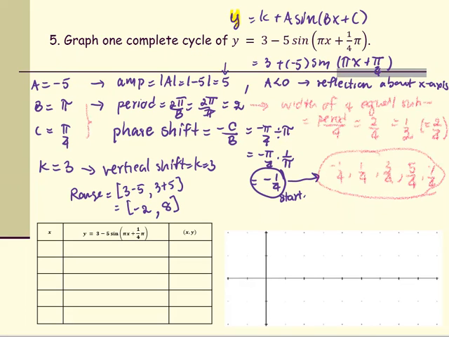For the list of the values of x from what we obtained here, we put in negative 1 over 4, 1 over 4, and the next is 3 over 4, 5 over 4, and 7 over 4. The second column is 3 minus the value of the sine, and for the sine values, we just use the list of the 5 key values based on the unit circle. For the value of the sine, I put a note here.